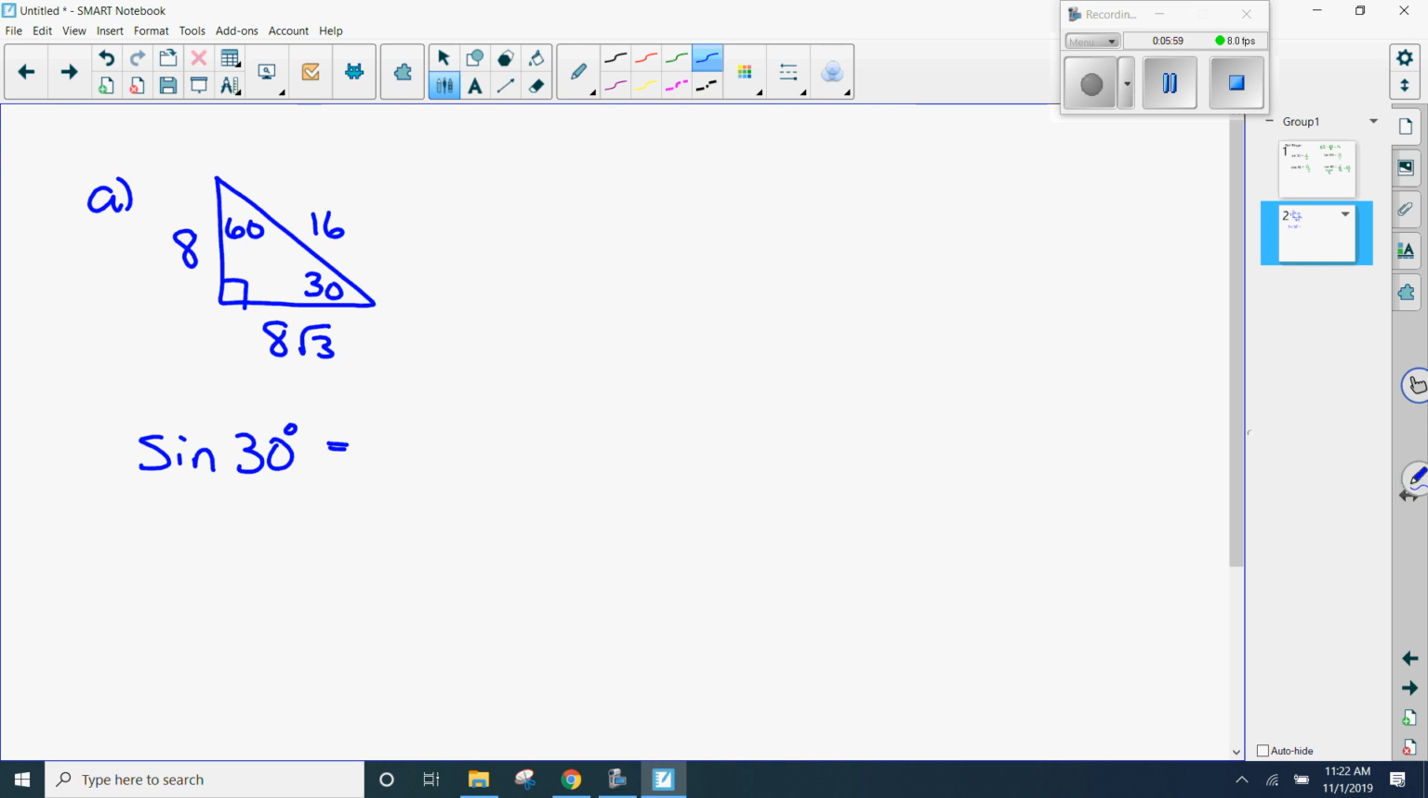First, I'm going to ask you using that. Sine is what sides? Opposite and hypotenuse. What's the opposite side? 8. What's the hypotenuse? 16. Does it matter what those side lengths are? Do you have to be given a triangle? No. Use your finger. What happened?